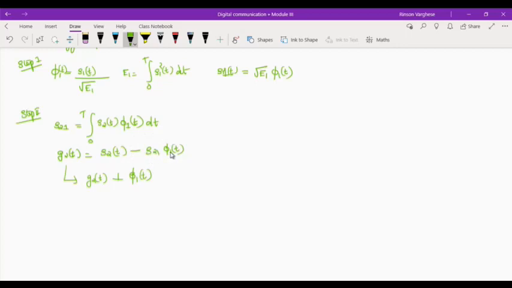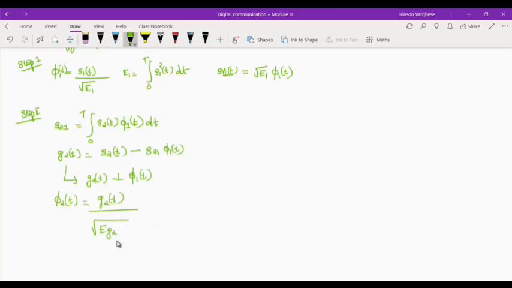Okay, the contribution of the first basis signal in S2 of t is subtracted from S2 of t. Now that is G2 of t. G2 of t does not have any contribution of phi 1, so they are orthogonal. Now to find the actual basis function phi 2 of t, I just need to normalize this G2 of t, divided by the energy of that, EG2. So this is the second basis.